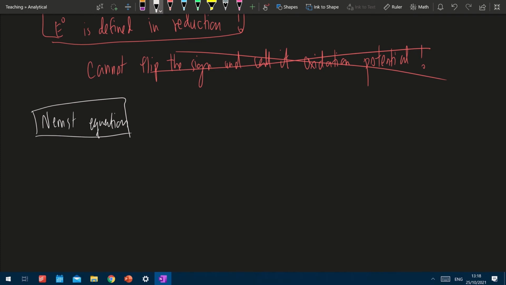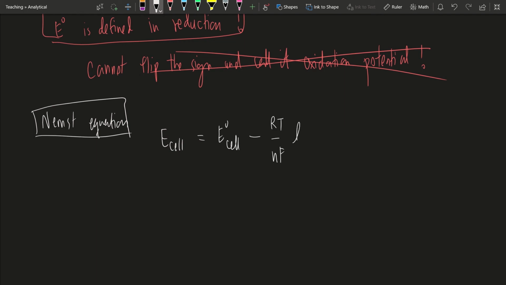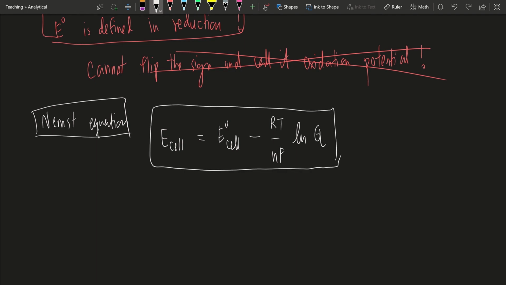So the Nernst equation is E cell equal to standard cell potential minus RT over nF times the natural log of the reaction quotient. R is the gas constant, right? 8.314 joule per mole Kelvin. T is the temperature. n is the number of electrons transferring. And F is the Faraday constant, which is 96485 coulomb per mole electron. And here is the reaction quotient.